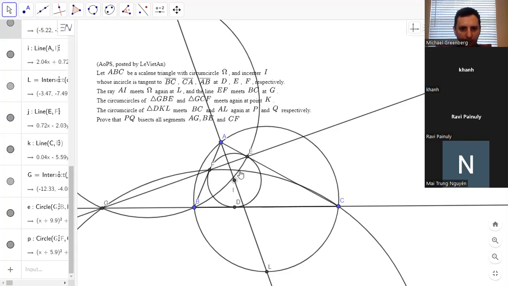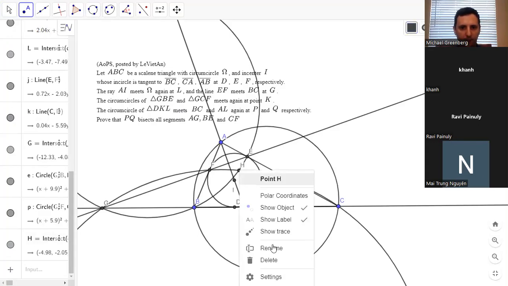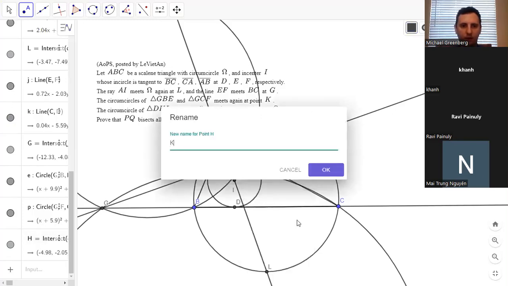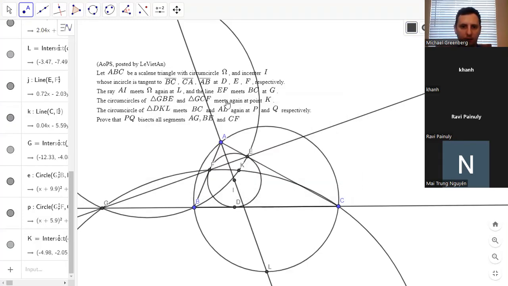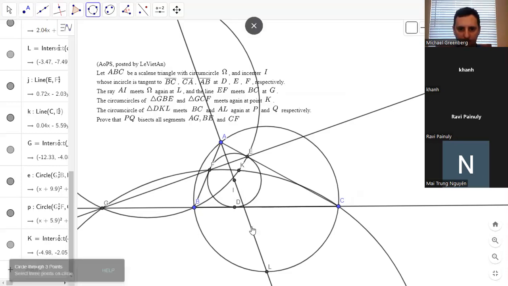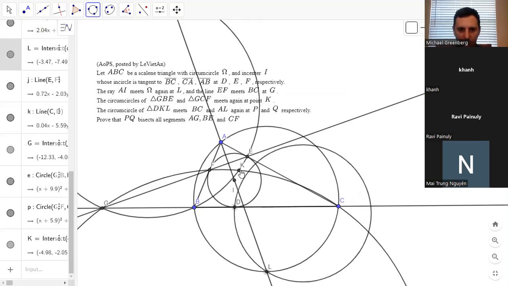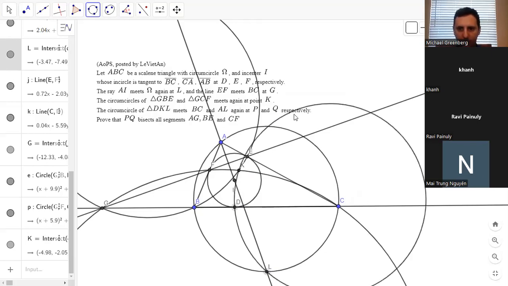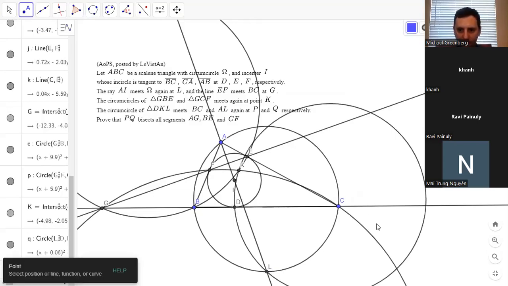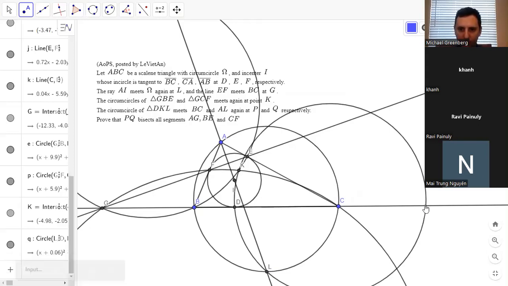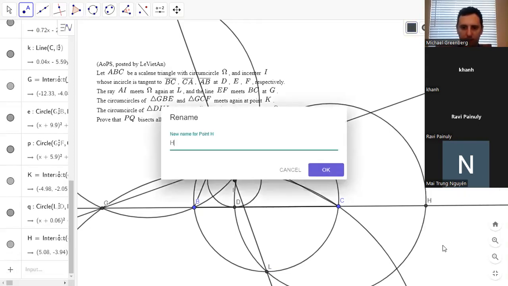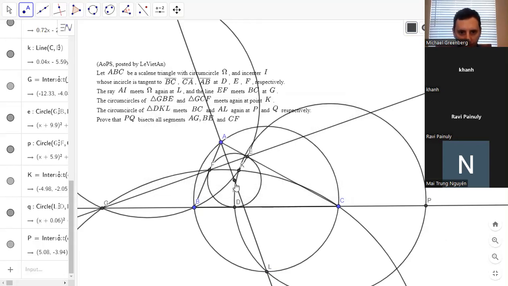And then we draw the circumcircle of DKL. And we see where it meets BC and AL. So it meets BC again at P, and it meets AL again at Q. So this is P, and this point is Q.